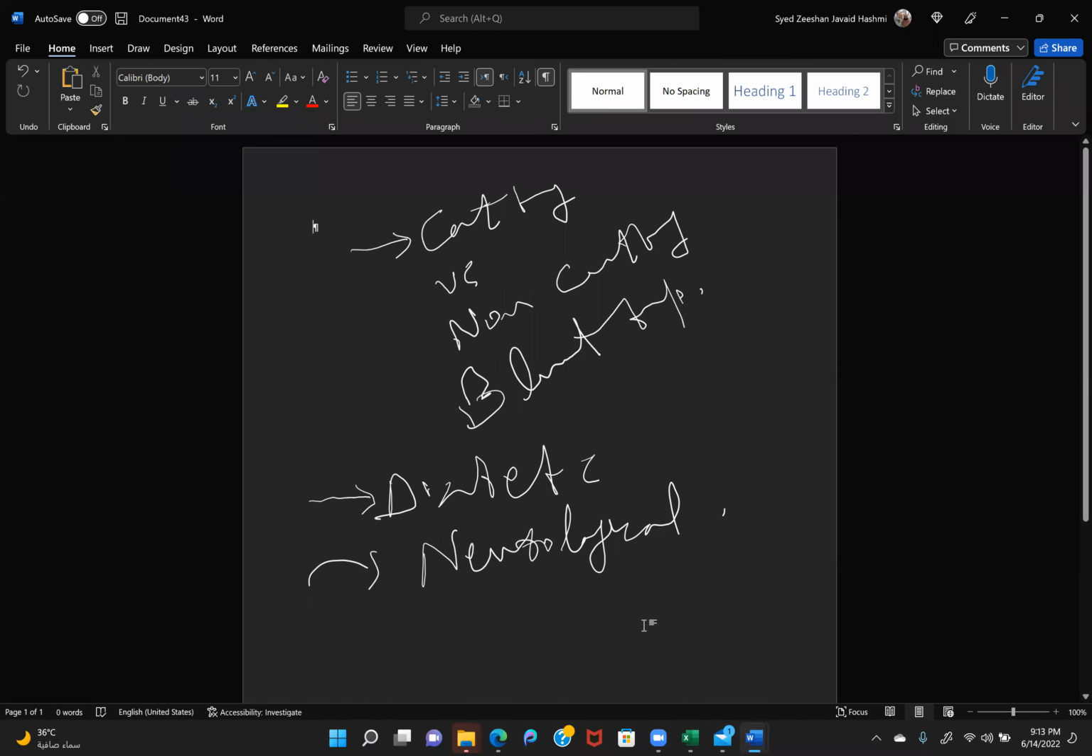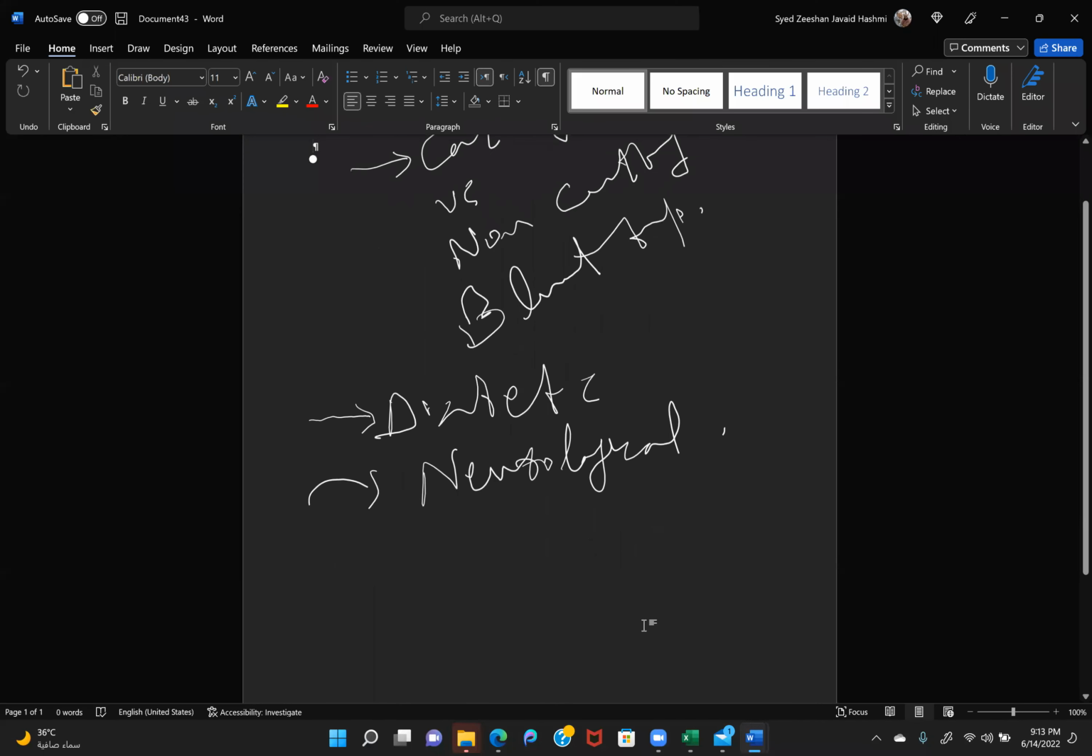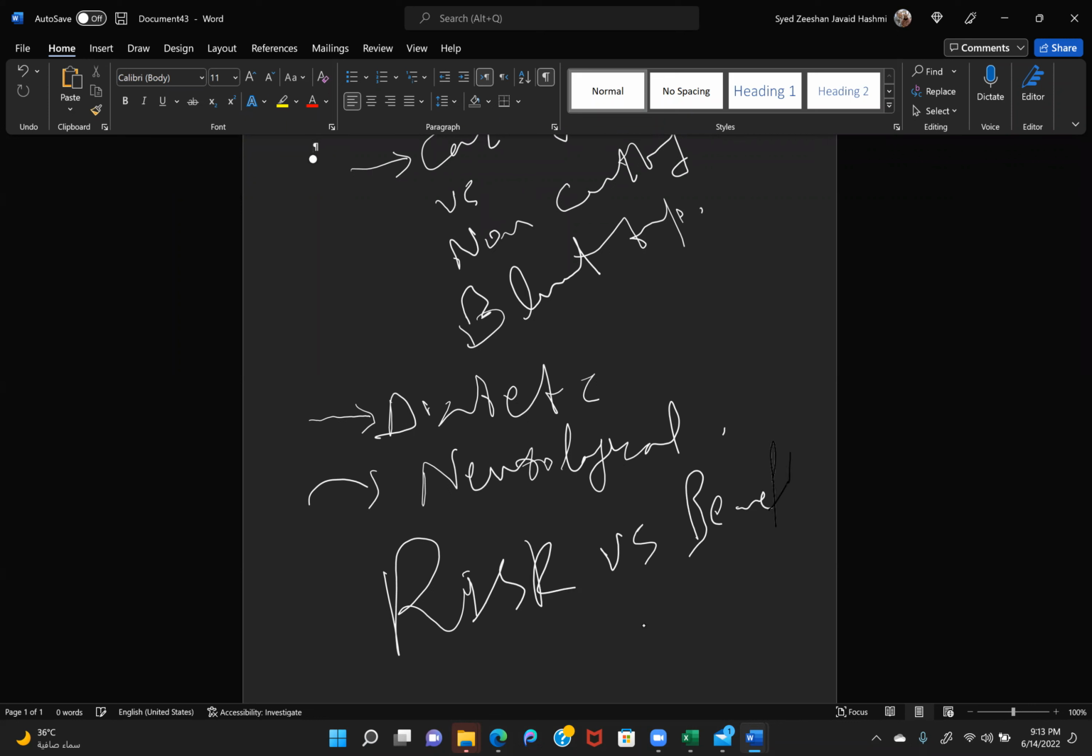Have you seen politicians discussing? They never say right or wrong. So you will also say that you will do a risk versus benefit analysis. If there is no other possibility and the surgery cannot be avoided, you have to do it.